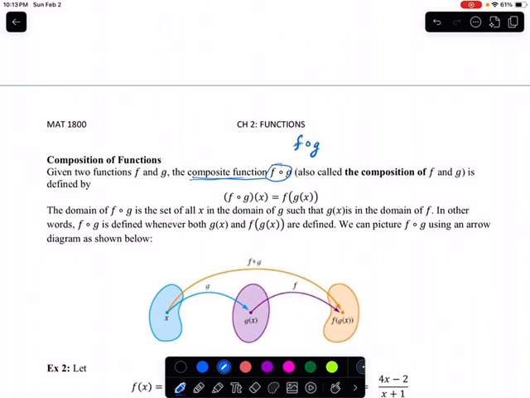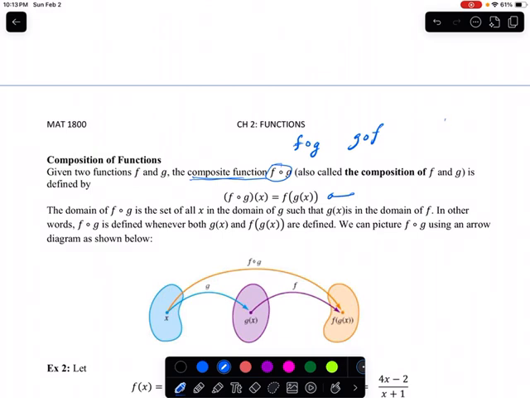Sometimes it is said f composed with g, or just the composite function of f and g, because we can also have g composed with f. So whichever is coming first, we just say it in that order. And now we define it like this: f composed with g of x is equal to f of g of x.